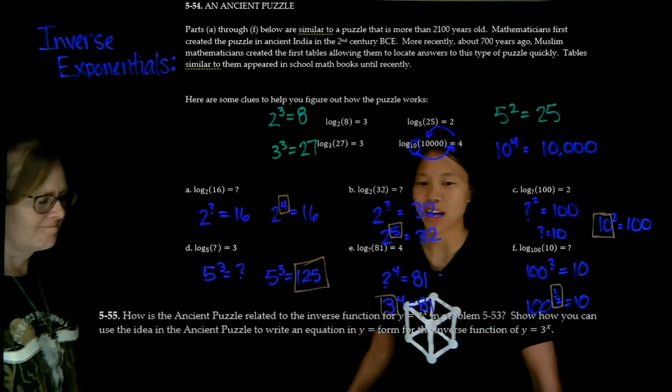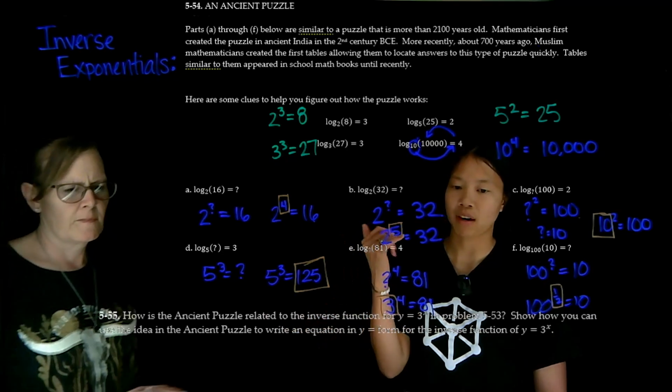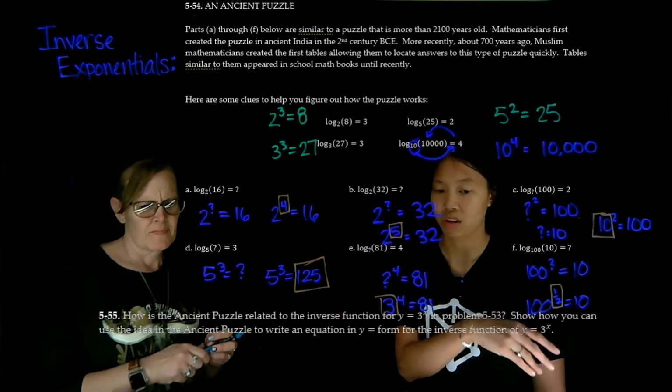5-55 here says, how is the ancient puzzle that we just worked with related to the inverse function y equals 3 to the x that we did in the previous problem? Show how you can use the idea of the ancient puzzle to write an equation in y equals form for the inverse function y equals 3 to the x.